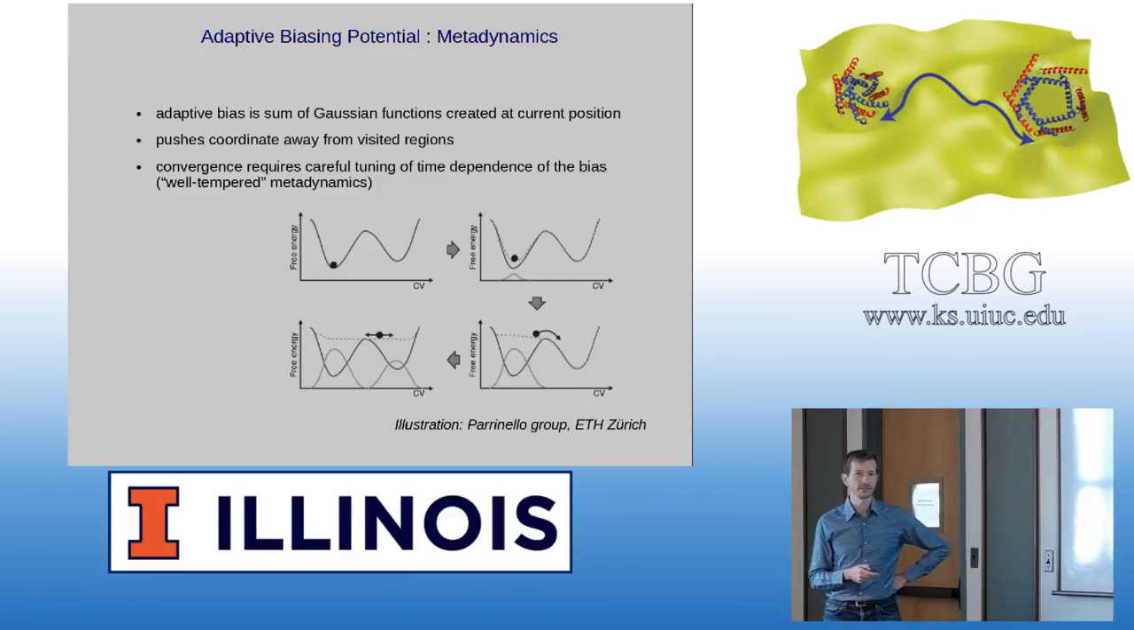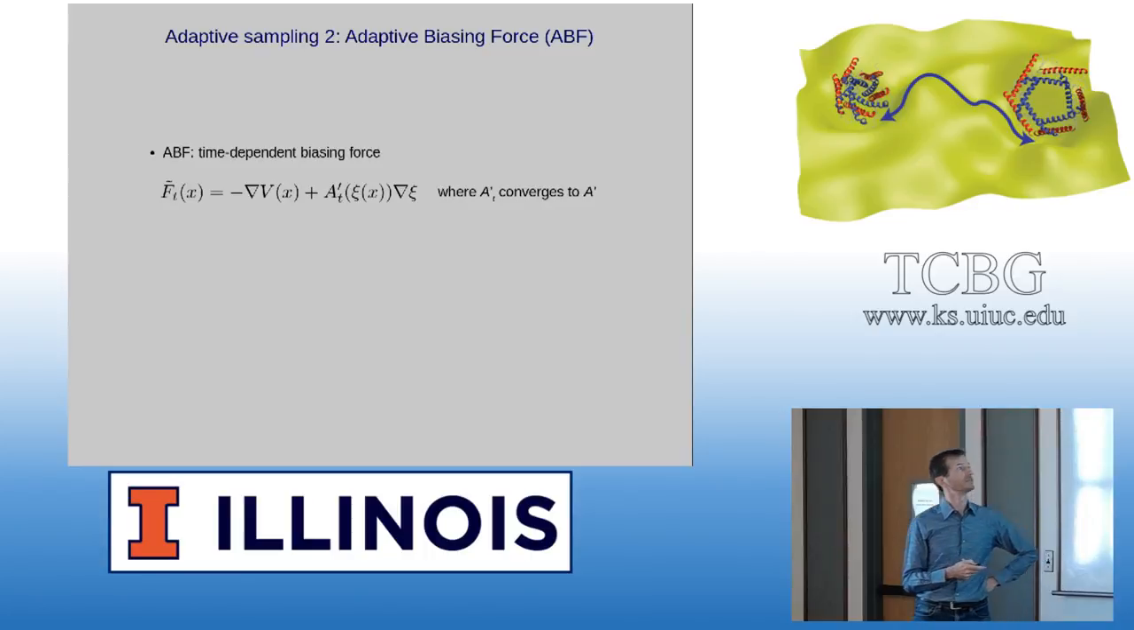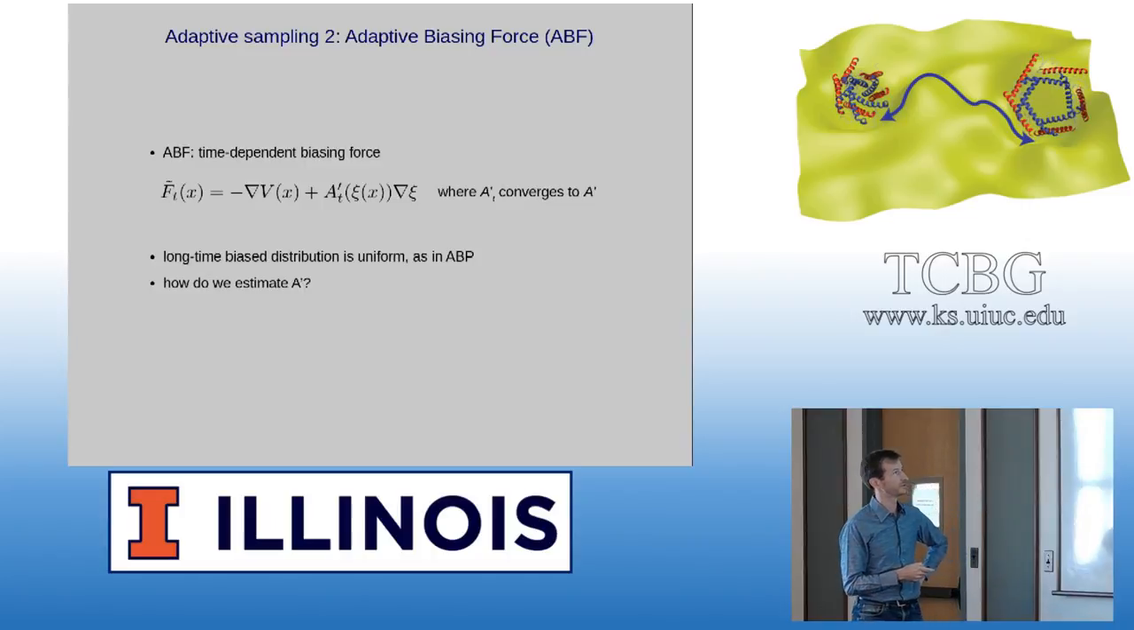So this is where, instead of doing this, trying to estimate the height of the barrier differently could be helpful. And that's what happens in an adaptive biasing force method instead of an adaptive biasing potential method. Instead of computing an adaptive potential, you compute the force. So you have a time-dependent bias force. The tilde means the regular force plus my bias. This is the force that comes from the force field, and this A prime is, instead of having a current estimate of the free energy, my current estimate of the free energy gradient. I apply this to the Cartesian coordinate, multiplying by the gradient of the coordinate. It's not very important. And as with adaptive biasing potential, this converges to a uniform distribution.